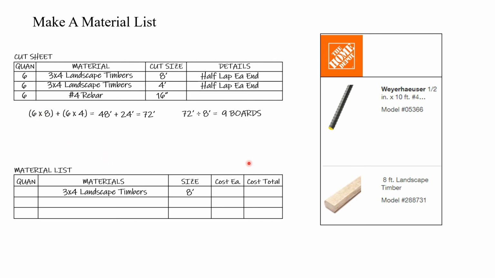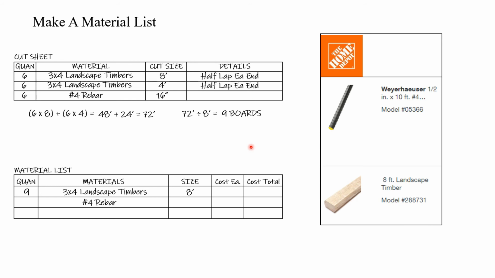All right, so how many boards? 8 foot. We got a total of 72 feet. We divide it by 8 feet, and we know we need 9 boards. So we put 9. So this is our material list. We took all the information, different pieces, come up with a total, and we need 9 boards.